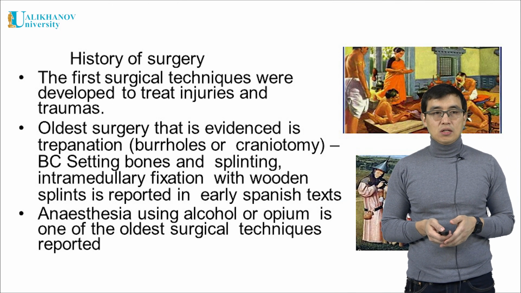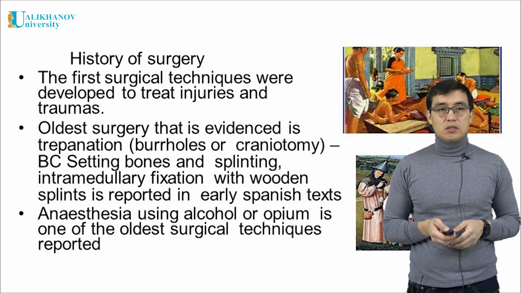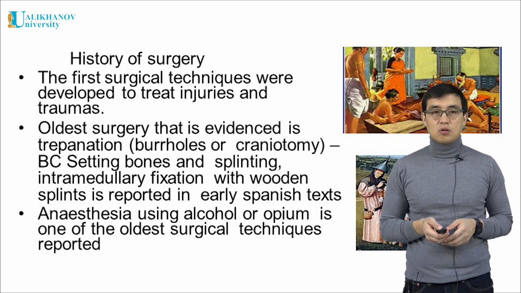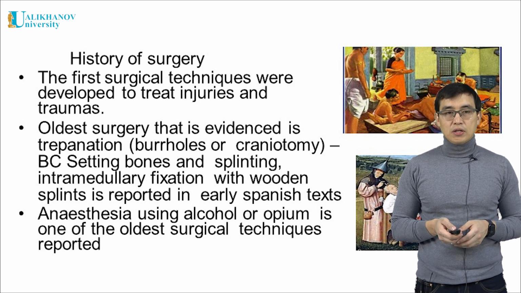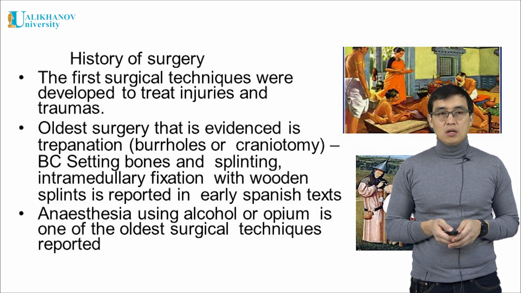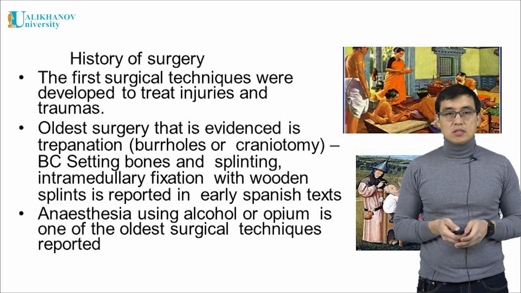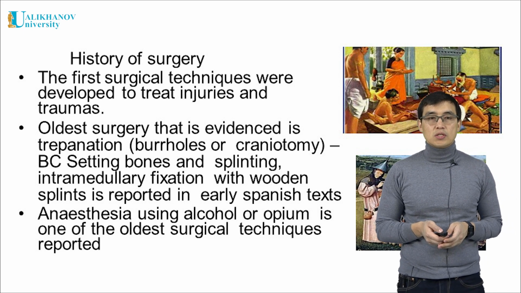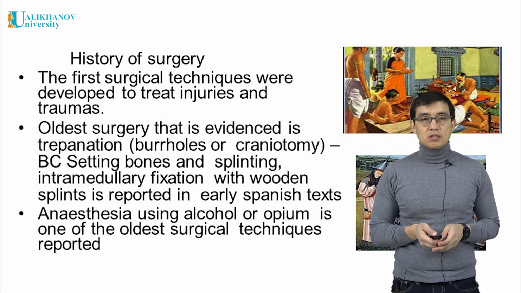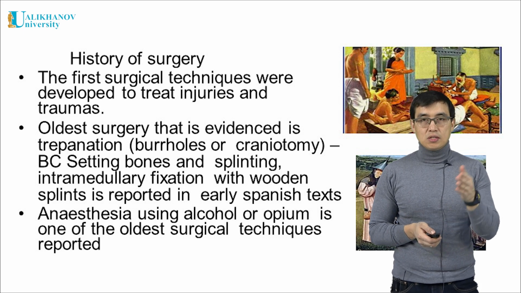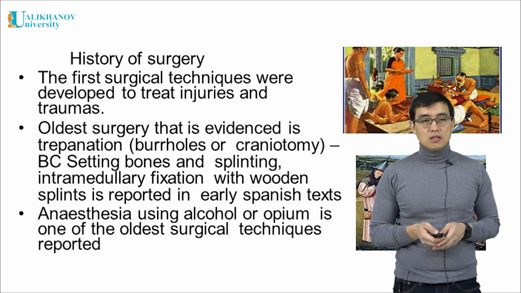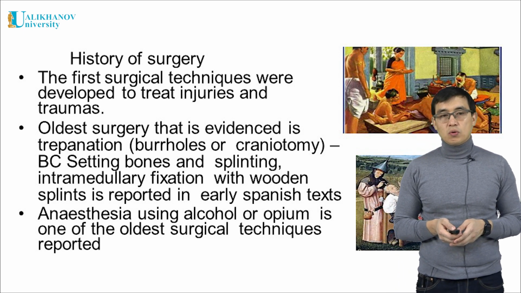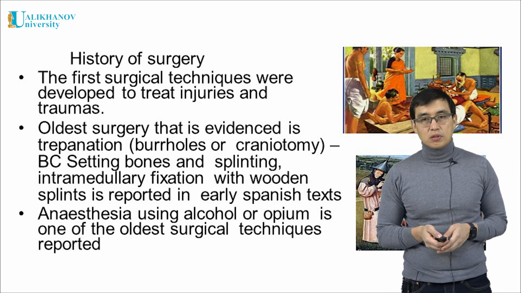Also about history, the first surgical techniques were developed to treat injuries and traumas. The earliest evidenced surgery is trepanation, also called boreholes or craniotomy. Setting bones and splinting, intramedullary fixation with wooden splints, is reported in early Spanish texts. You can see it in picture number 2. Anesthesia using alcohol or opium is one of the oldest surgical techniques reported.